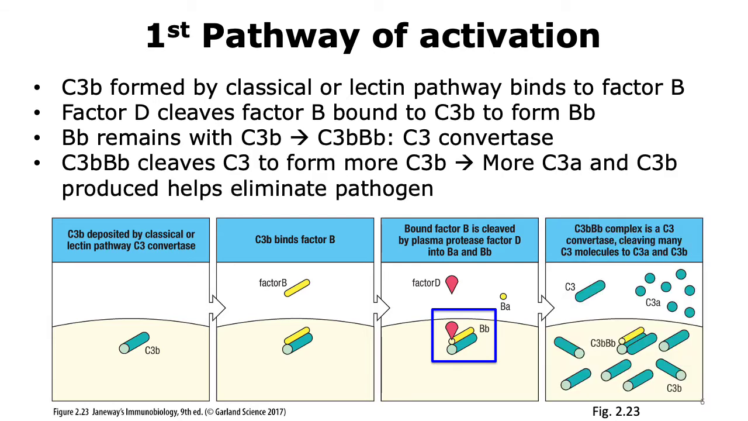The C3bBb, which is the C3 convertase, can cleave more C3 and form more C3b that results in an amplification loop. Thus, we have more C3a fragments that function as anaphylatoxins and mediate inflammation, as well as C3b that coats the pathogen and helps in the elimination of the pathogen.